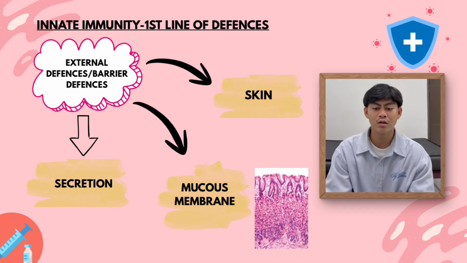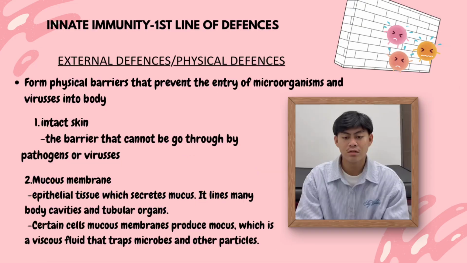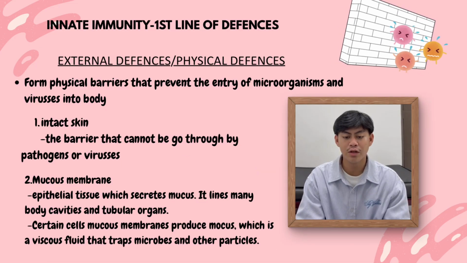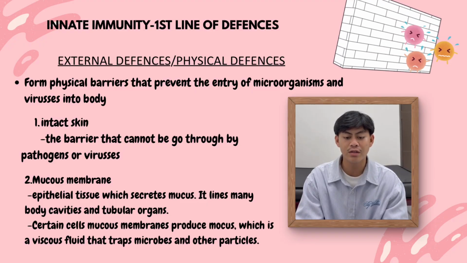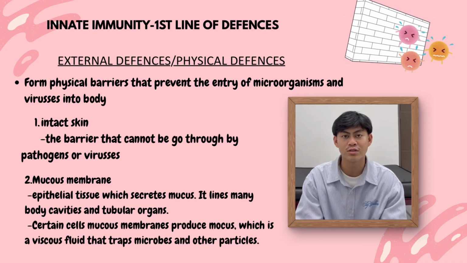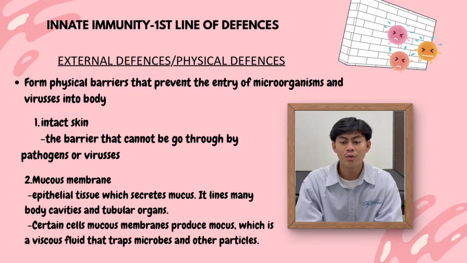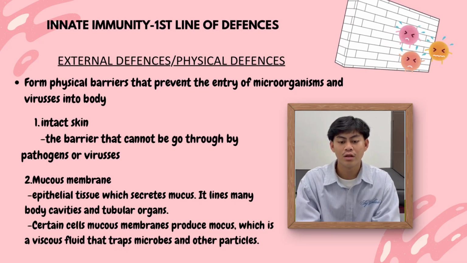Today, I'll talk about the first line of defense of innate immunity. The first line of defense for innate immunity consists of three parts, which are skin, mucous membrane, and secretion. The first line of defense for innate immunity forms the physical barriers that prevent the entry of microorganisms and viruses into body tissues. Now, we will move on to the first external defense of innate immunity.